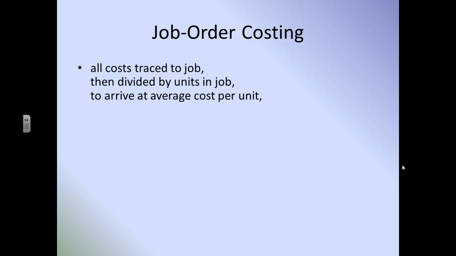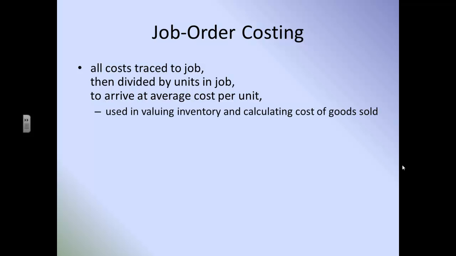Let's talk more specifically about job order costing. Job order costing involves all costs being traced to a job and then divided up amongst the units in that job, and you can calculate the average cost per unit. We're going to use this average cost per unit when we value our inventory and also when we calculate the cost of our goods that are sold.